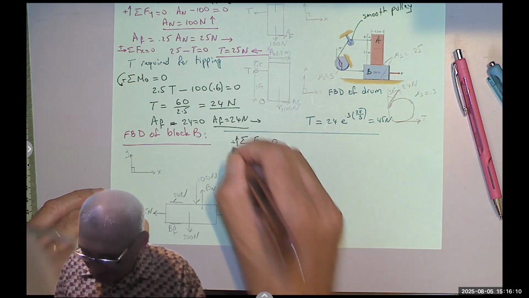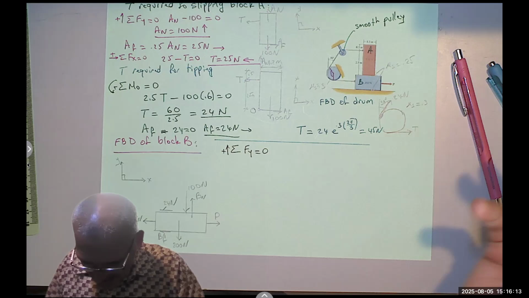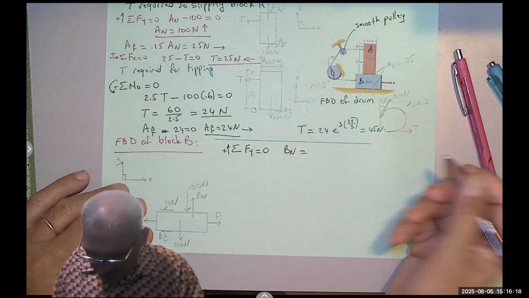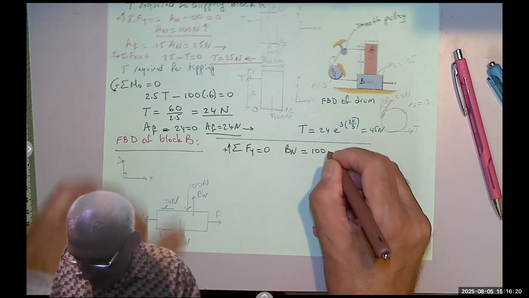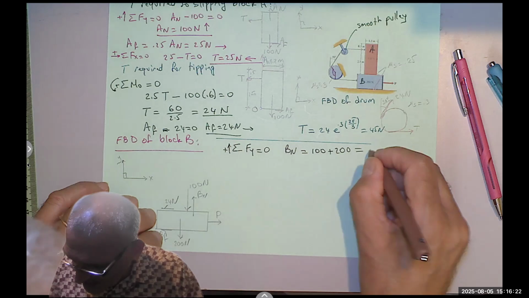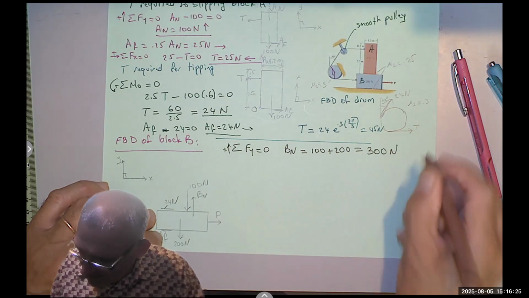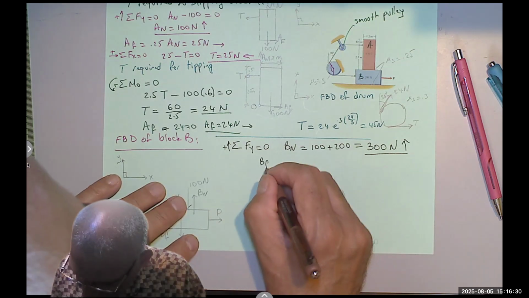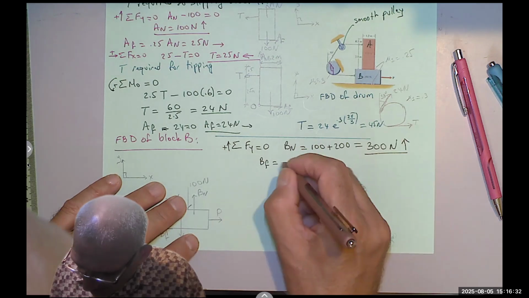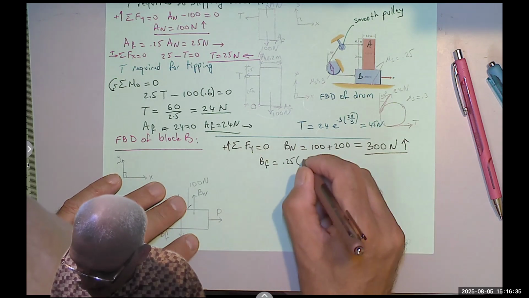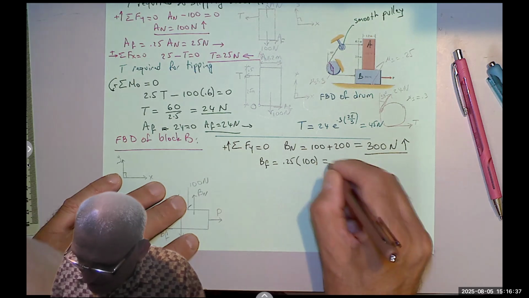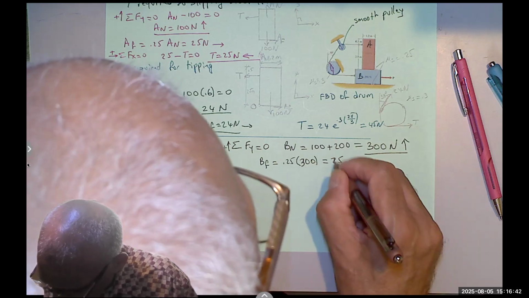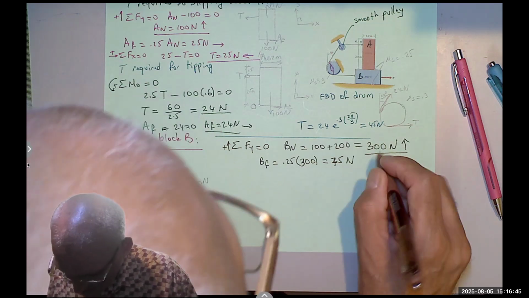Sum of the forces in the y equals 0. Up is positive. This is easy. I'm going to say b sub n equals 100 plus 200. That's the only two forces that are vertical. And then I say b sub f equals mu sub s times b sub n, which equals mu sub s times 300, equals 75 Newton to the left.